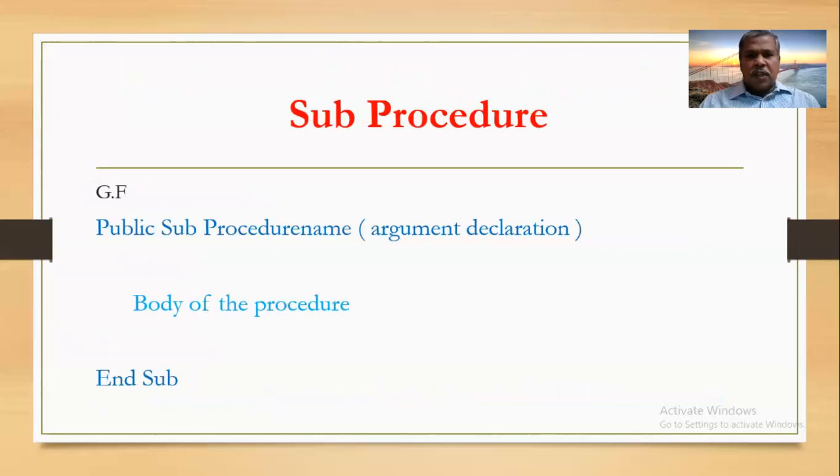We'll see the sub-procedure first. The general format is Public. Public is an access specifier. Sub is a keyword for subprogram or sub-procedure. Then the procedure name, which we have to give based on the job it is doing. Then the argument list, then the body of the procedure. End Sub. End Sub is another keyword used instead of the curly brace. In C, we use an open curly brace, and to end the function, we use a close curly brace. Instead of the close curly brace, we use End Sub.